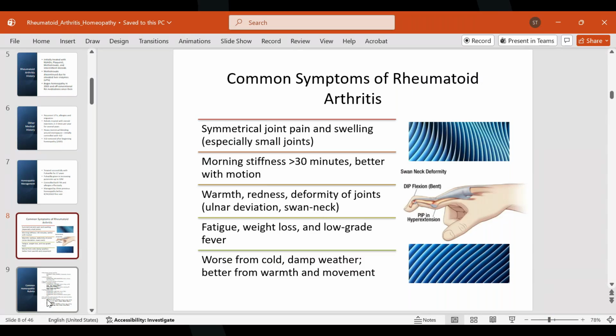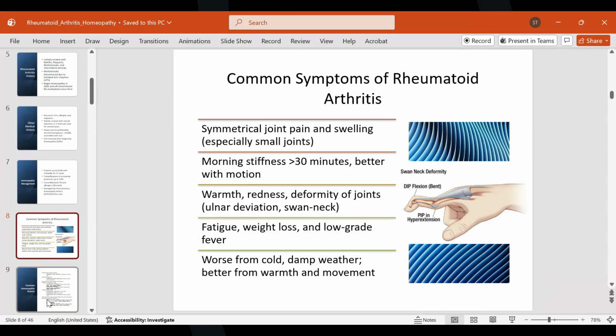It's common, so you don't put too much weight on that in the repertorization. The joints are hot, red, and you get deformity. And this is a swan neck, where you have hyperextension of the PIP and flexion of the DIP. I can't do it because I'm not hyperextensible. Maybe someone is. But you see the deformity here. Also, you get ulnar deviation. The fingers will start deviating and then get deformed.